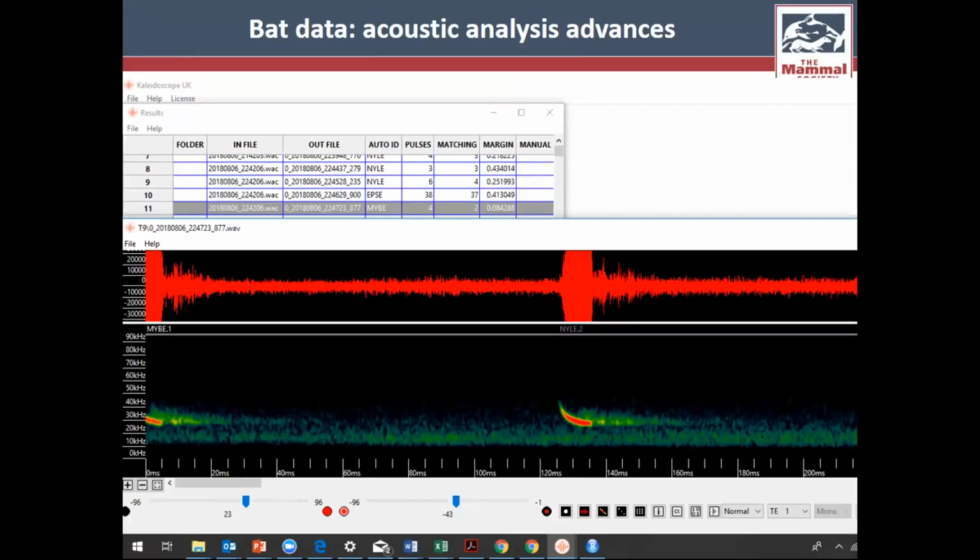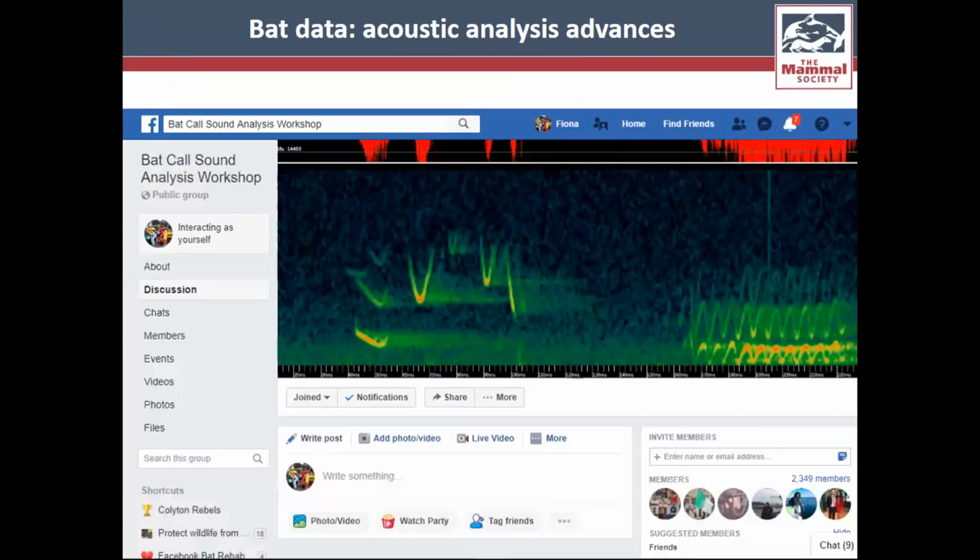And, you know, there's lots of facilities available. There's lots of training courses. There's a Facebook group that I'd encourage you to join if you do a lot of acoustic analysis. So I think all the time we're improving and we're getting a lot better about understanding how to classify calls to species or to genus.